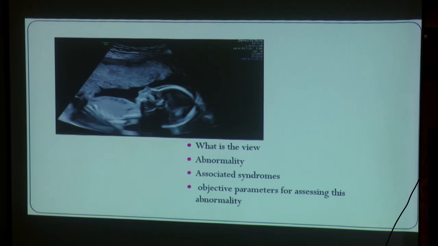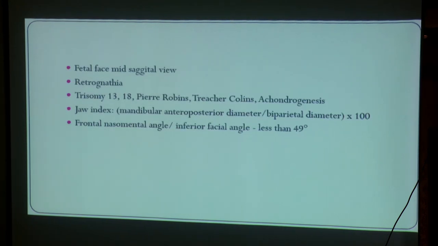So what is this view and what is the abnormality? Here we have the mid-sagittal view of the fetal face. Normally the nasal bone, the maxilla, and mandible should lie in the same line. Here we have a receding jaw. There is retrognathia or micrognathia, and this is commonly associated with Pierre Robin syndrome or other trisomies.